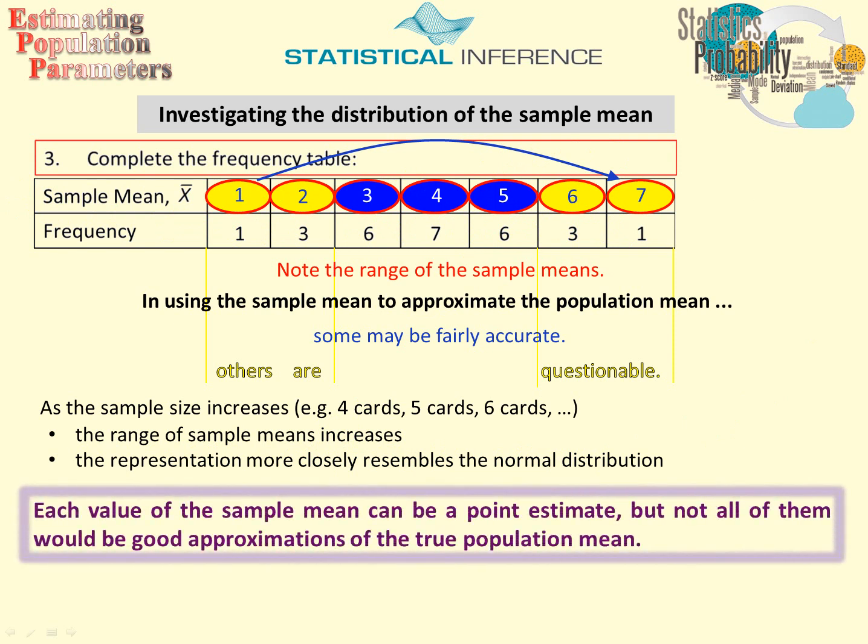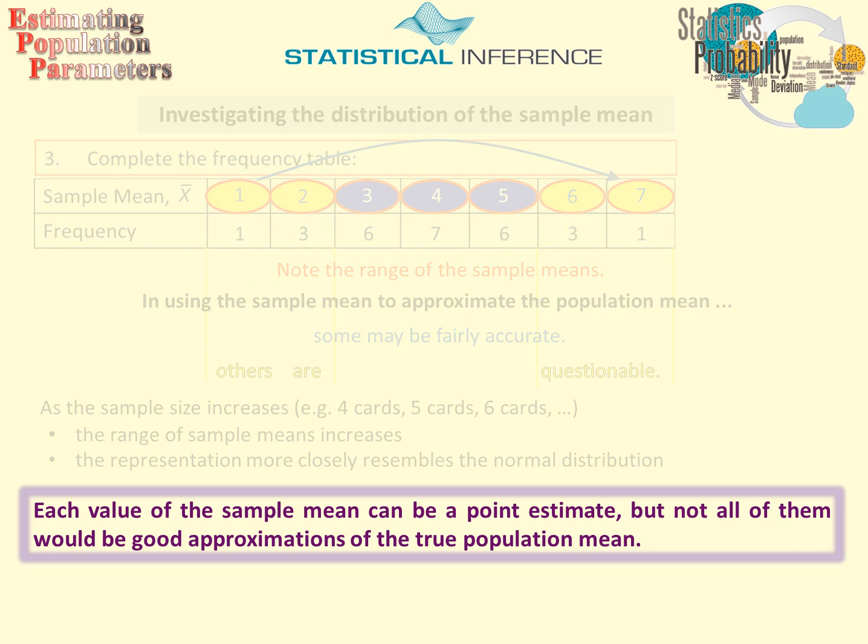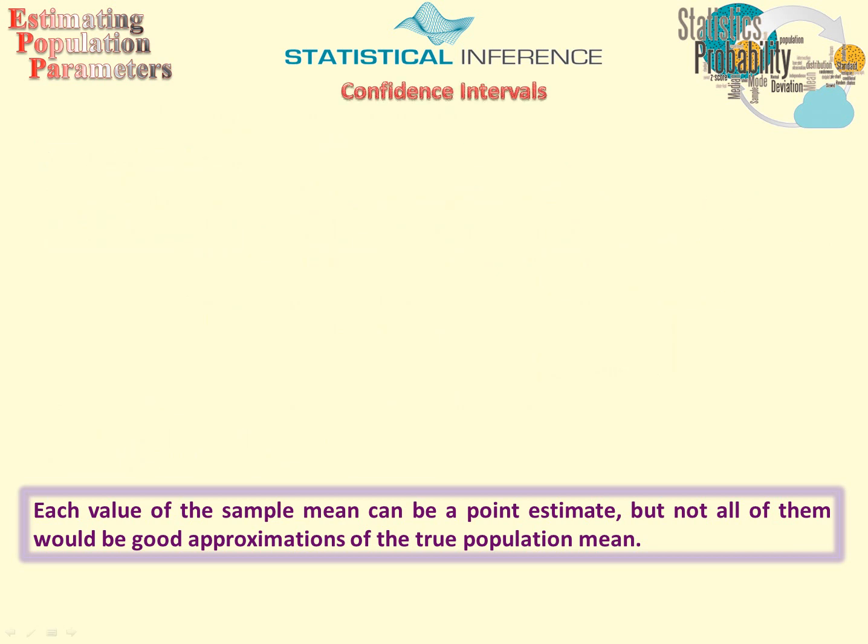So each value of the sample mean can be a point estimate, but not all of them would be good approximations of the true population mean. So once again, we're saying a point estimate is not that good. We could have chosen that sample and said, oh, therefore all the cards in the box have a mean of 2, which is really out. So we need to look at it a different way. So we look at confidence intervals.